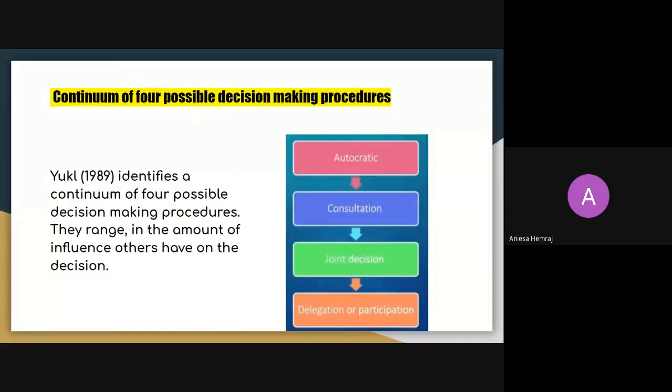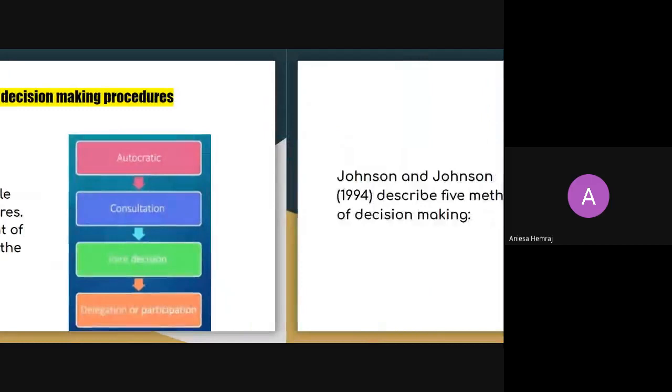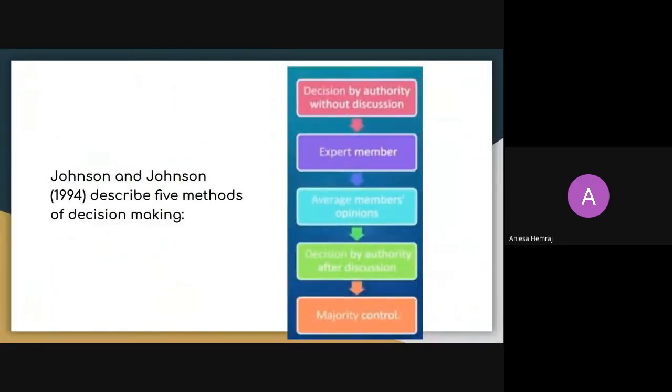So Yoke identifies a continuum of four possible decision-making procedures. They range in the amount of influence others have on the decision. It starts from autocratic, goes to consultation, joint decision, and delegation or participation. Johnson & Johnson describe five methods of decision-making: decision by authority without discussion, expert member, average member's opinion, decision by authority after discussion, and majority control.